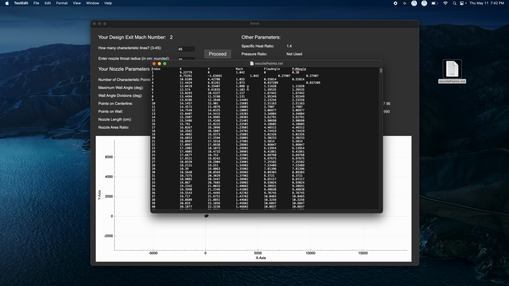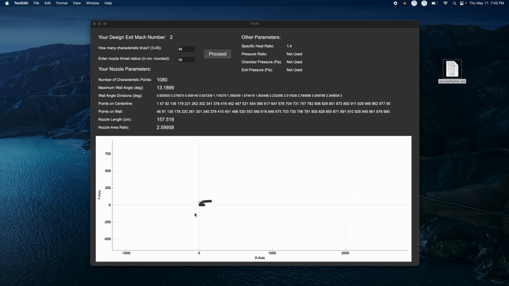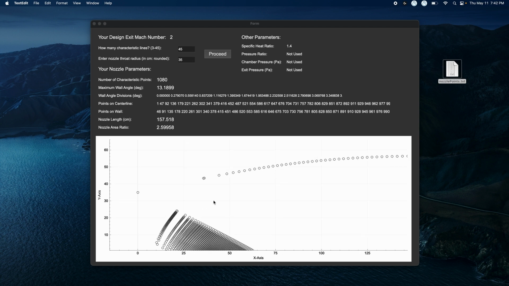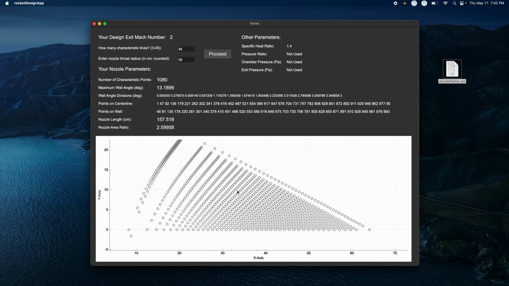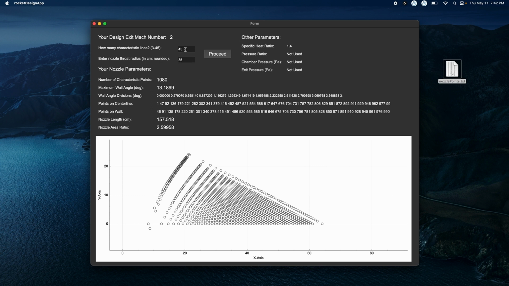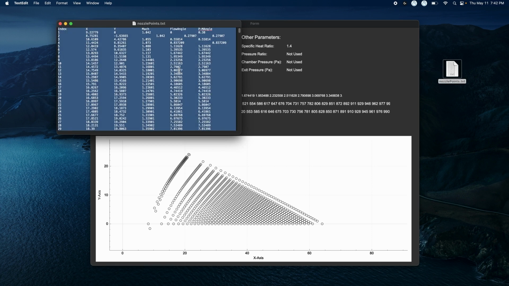Let me just zoom in back there. That's your nozzle, and it looks quite cool, right? You see it changing in real time. That's the benefit of using a GUI. You can see things update very quickly. Let me again reset this. And now let's try something else. So let me restart the app.